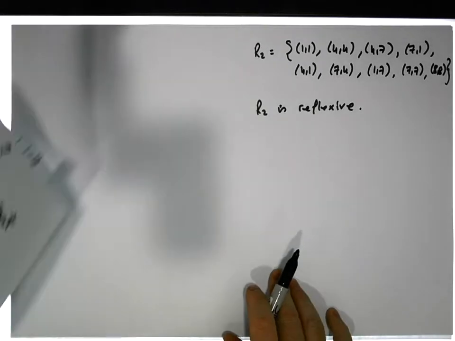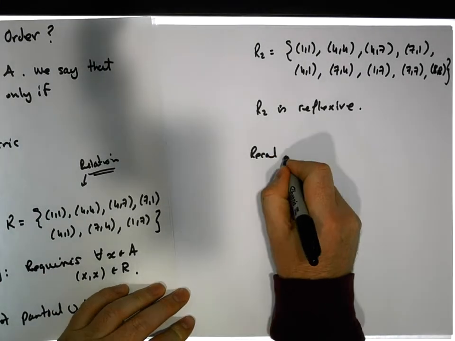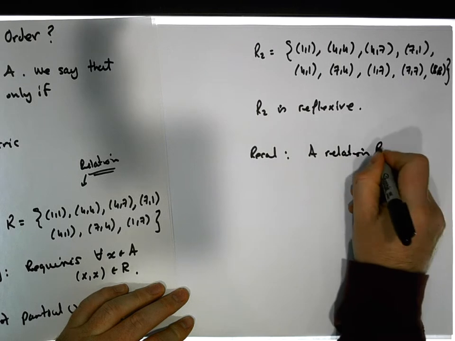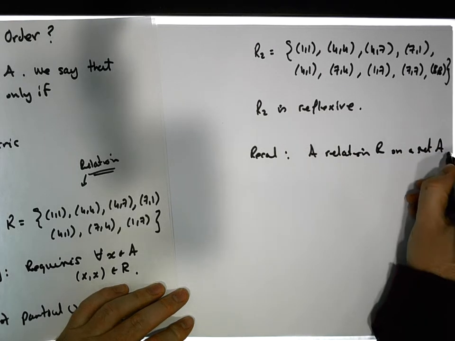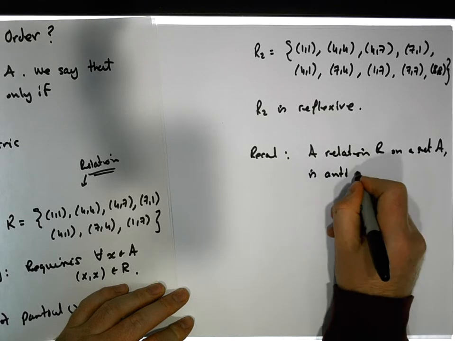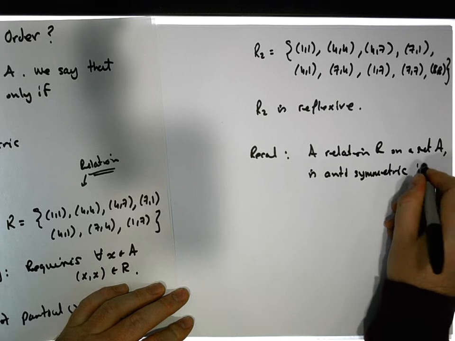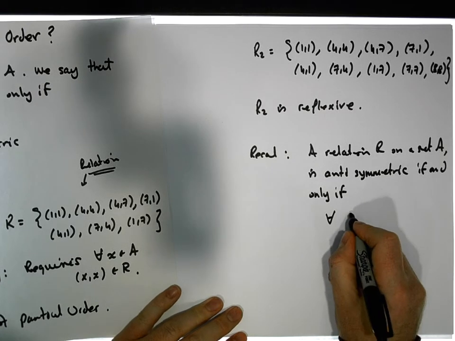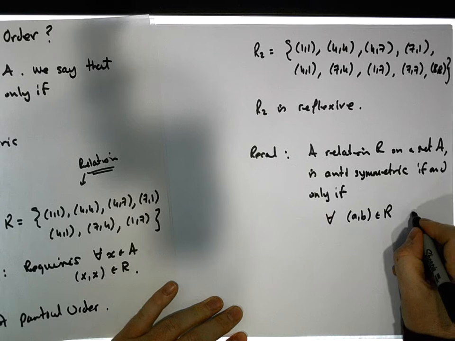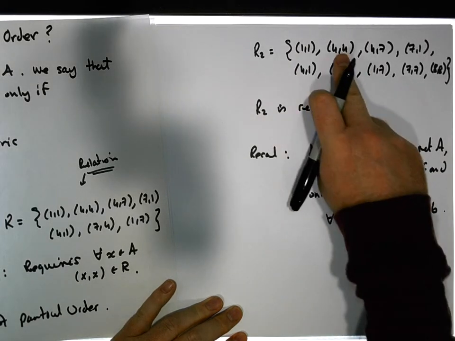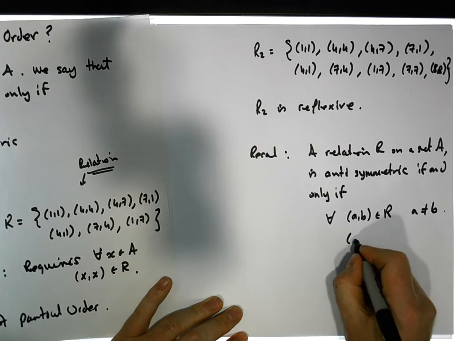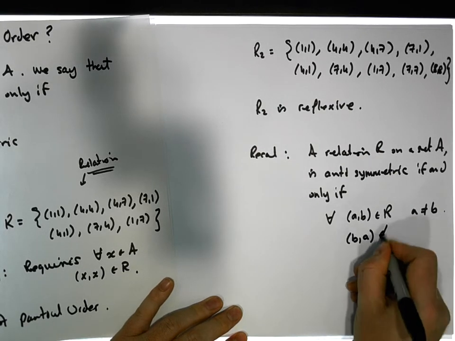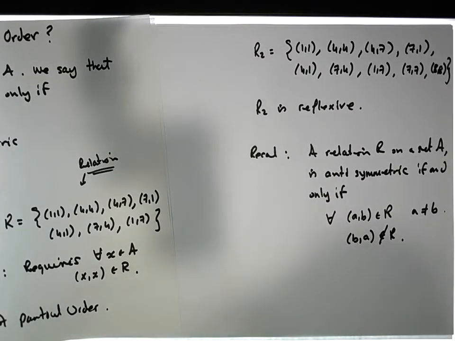So what does it mean? Let's just recall, a relation R on a set A, in other words, it's just a subset of the cross product, is anti-symmetric if and only if, for each and every (a, b) that's in the relation, where a is not equal to b, in other words, we're not interested in the 1-1s, the 4-4s, the 7-7s, and the 8-8s, we're interested in everything else, we have to have that its symmetric couple, (b, a), is not in the relation, okay? So for it to be anti-symmetric, the symmetric couple cannot be in the relation. And that's what it would mean to be anti-symmetric.